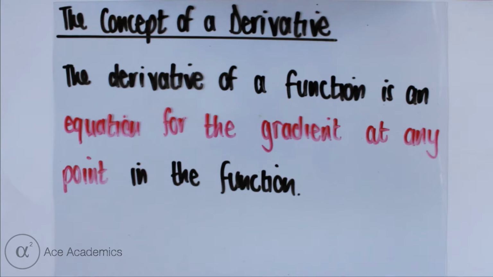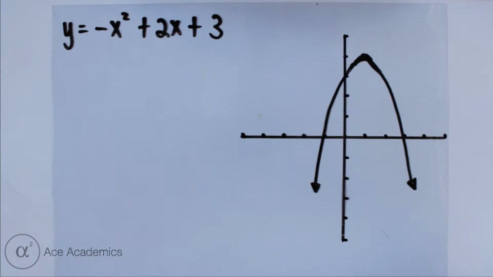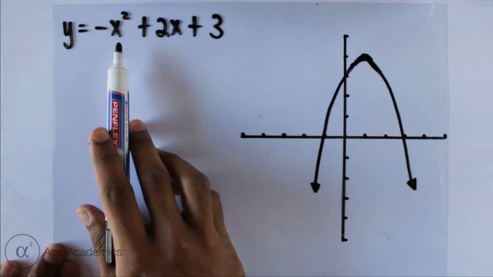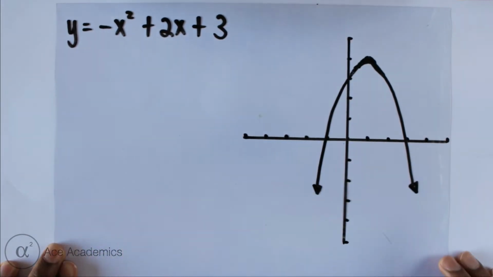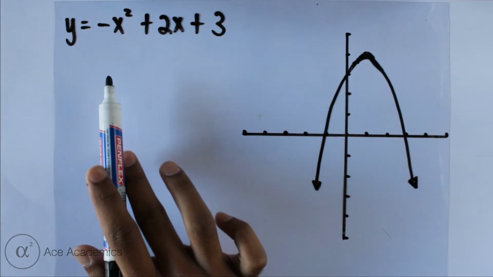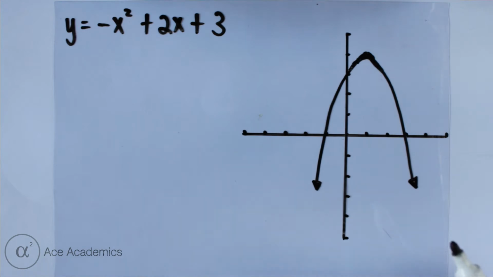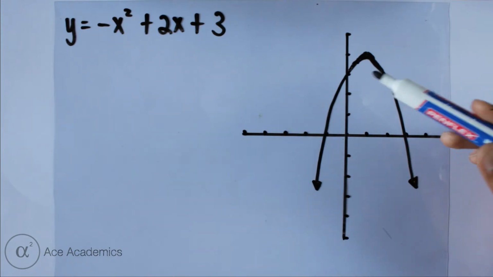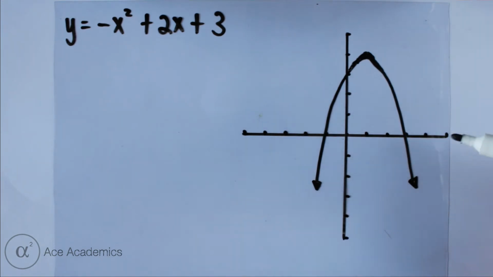Now let's look at an example to illustrate my point. We have an equation y equals minus x squared plus 2x plus 3. This is obviously a parabola which I've sketched alongside. This is just a rough sketch. So, according to the definition of the derivative, if I find the derivative of this equation, it should give me an equation that allows me to calculate the gradient at any point in this function.